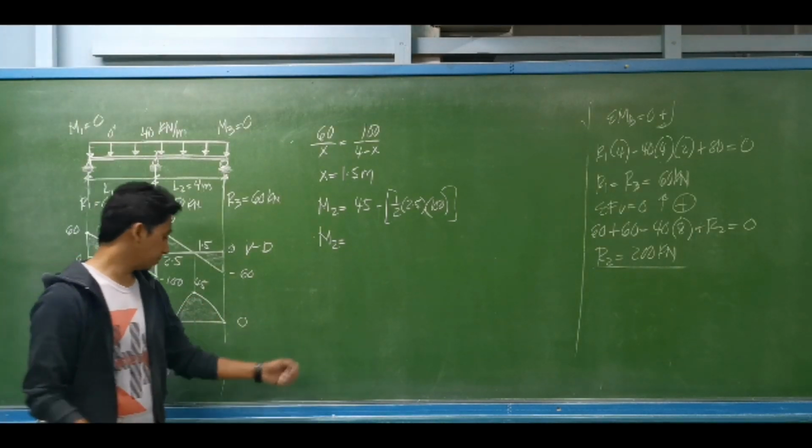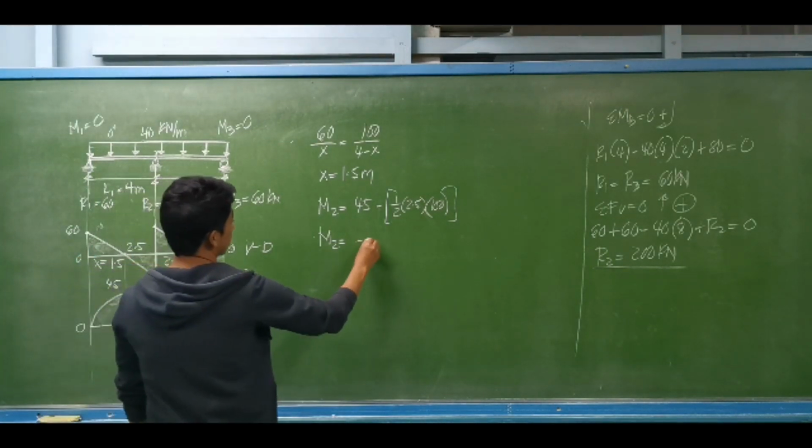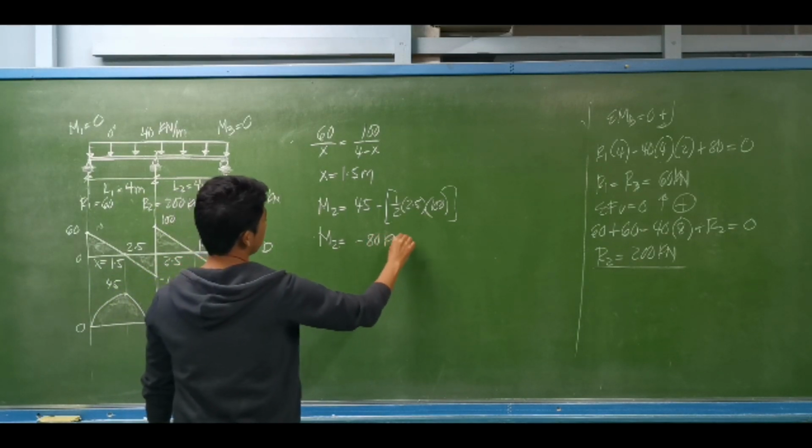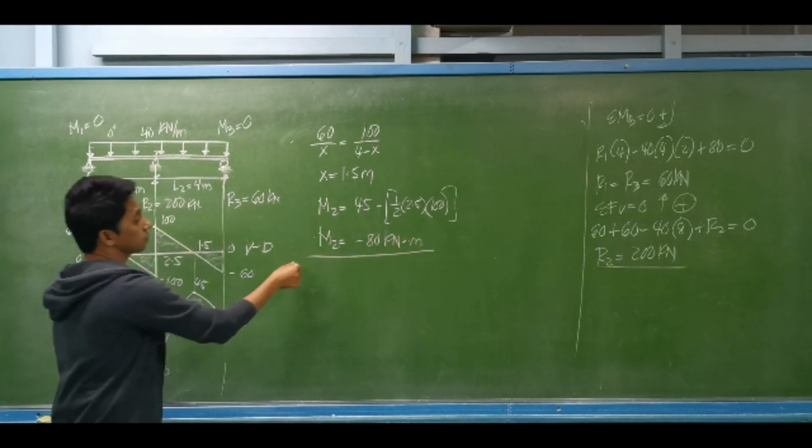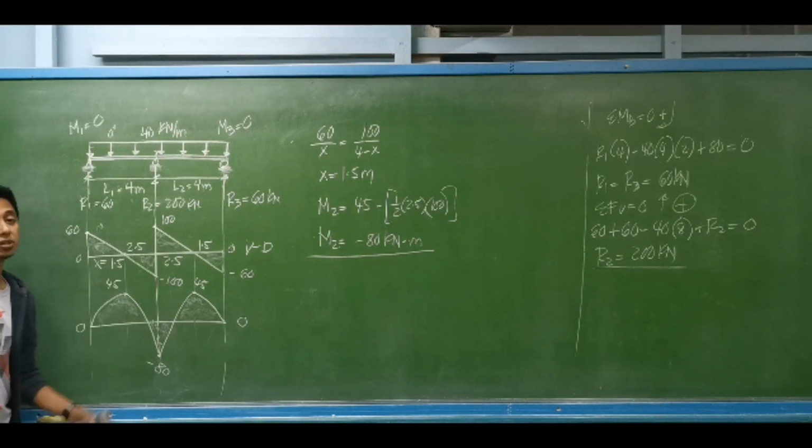So this is our first example for the three-moment equation, considering that we don't have a settlement and EI, or the moment of inertia of the beam, is constant.